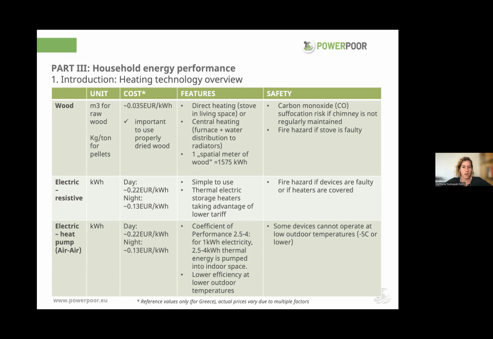For now, electric power in Greece ranges at about 0.22 euros per kilowatt hour, and for the night tariff 0.13 euros per kilowatt hour, and wood at 0.035 euros per kilowatt hour.